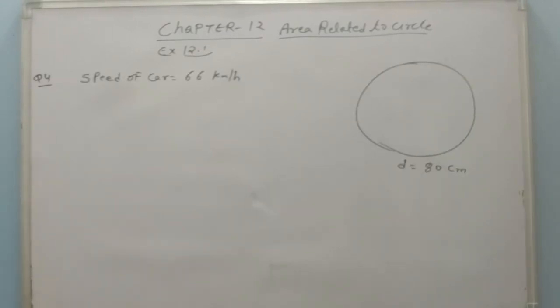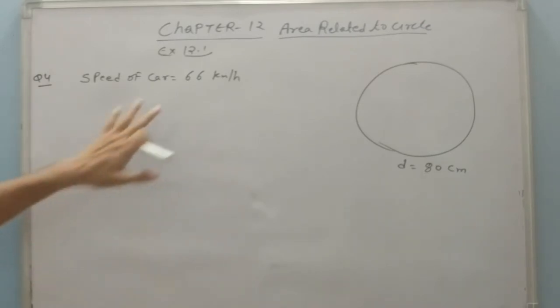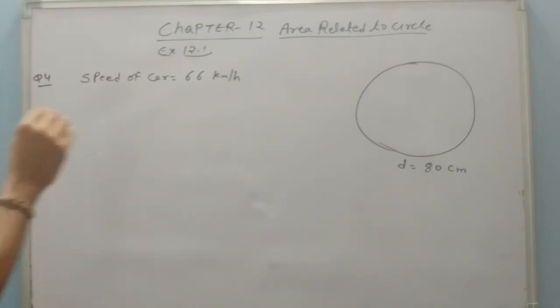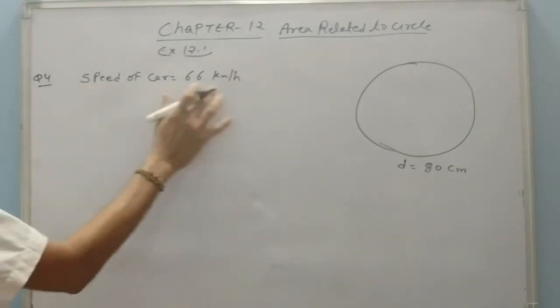So the question number 4: the wheel of a car of diameter 80 centimeter, how many complete revolutions does the wheel make in 10 minutes when the car is traveling at the speed of 66 km per hour. एक कार जो कि 66 km per hour की स्पीड से चल रही है, तो 10 मिनट में ये कितना डिस्टेंस कवर करेगी कार, पहले हम ये निकालेंगे. So the speed of car is this.